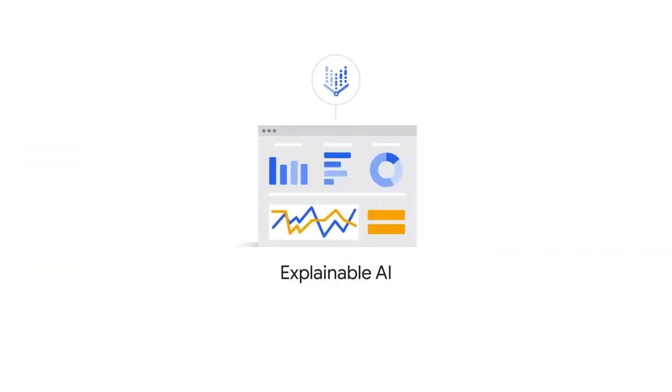Feature importance is just one example of Vertex AI's comprehensive machine learning functionality called Explainable AI. Explainable AI is a set of tools and frameworks to help understand and interpret predictions made by machine learning models. Please check the reading list if you want to learn more about Explainable AI on Google Cloud.